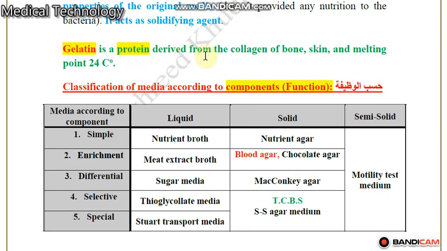Gelatin is a protein derived from collagen, which is present in bone and skin, and the melting point of gelatin is 24 centigrade.